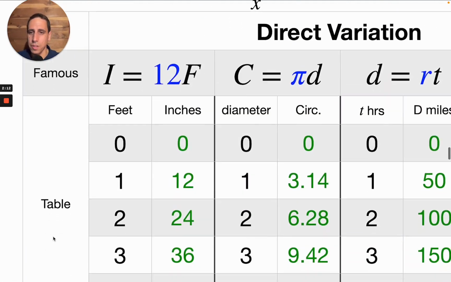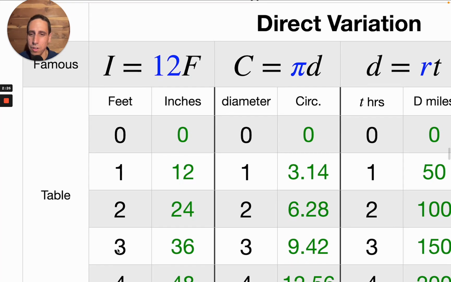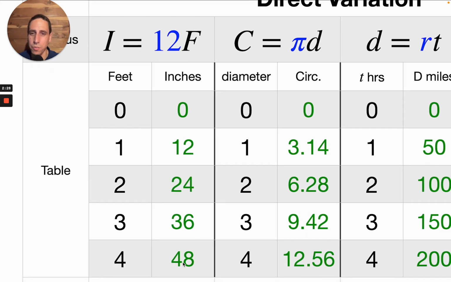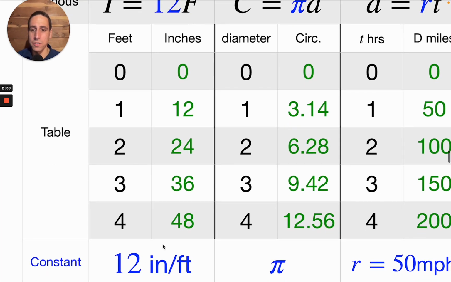So for example here, inches to feet. This is an equation that converts feet to inches: if you give it the number of feet, it tells you the number of inches. So 0 feet gives 0 inches. 1 foot is 12 inches. 2 feet is 24 inches. 3 feet is 36. 4 feet is 48. All you're really doing is multiplying by 12. 12 is the constant, and the two variables are I and f. The constant is 12 inches in every foot.